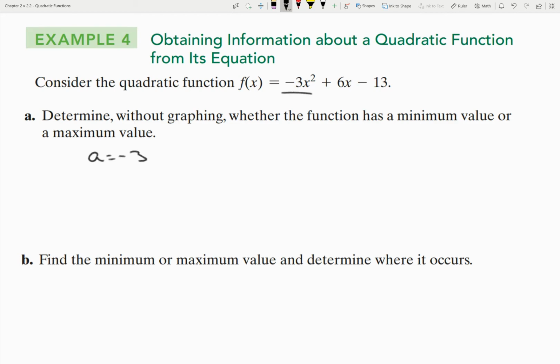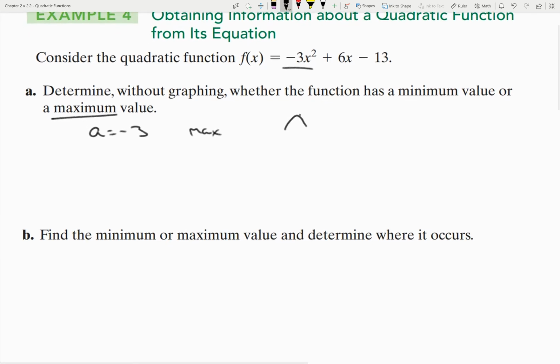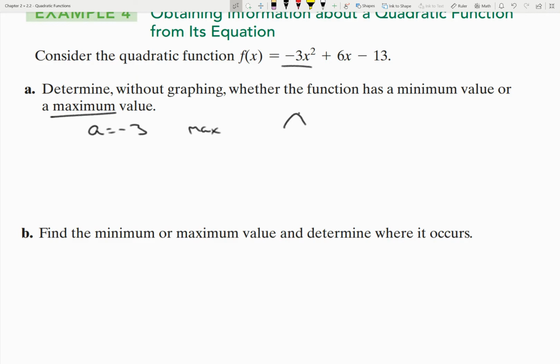a is negative 3, which means it has a max because it opens down. Okay, so the second part is to find the min or the max, well, it's going to be a max, and determine where it occurs. In order to do that, I need to know the vertex. It's not in vertex form, so I'm going to have to calculate negative b over 2a. That's negative 6 over 2 times negative 3. So that's negative 6 over negative 6, which is 1.